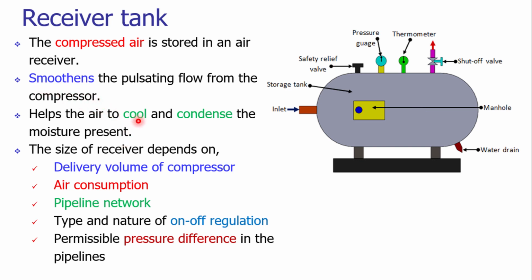Not only smoothing, the receiver tank also helps to cool down the temperature of the compressed air, and it also helps with condensation of the air inside the closed chamber. The size of a typical receiver tank depends upon the volume of air it can store or manage, the air consumption, the pipeline network, and the various types of on-off regulation units, whether it is semi-automatic, fully automatic or a manual operation.